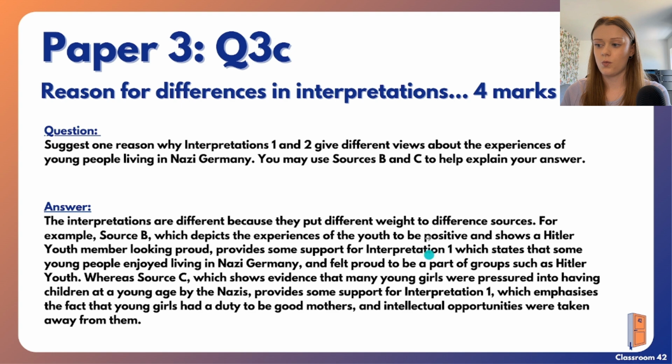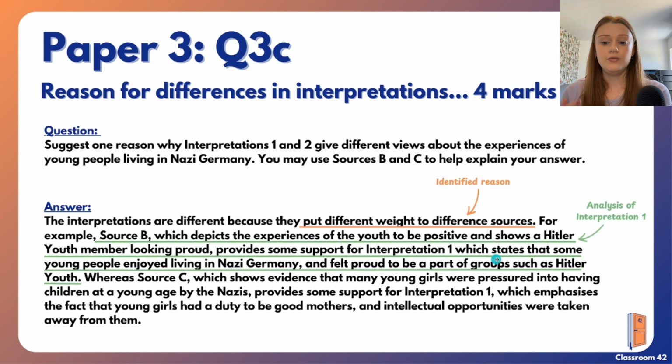So you can see, again, I've just done 1 paragraph here. First of all, we are identifying our reason for differences. So in this one, I have said that the interpretations are different because they put different weight on different sources. Here I'm looking at our sources, for example, and then we're going to analyse interpretation 1.